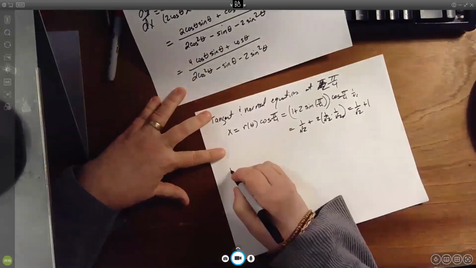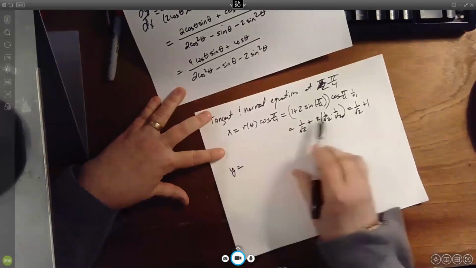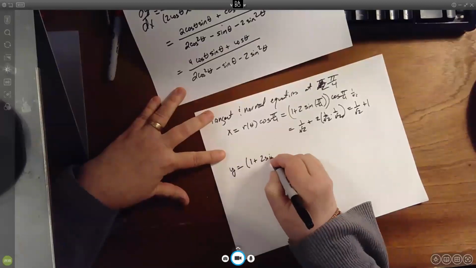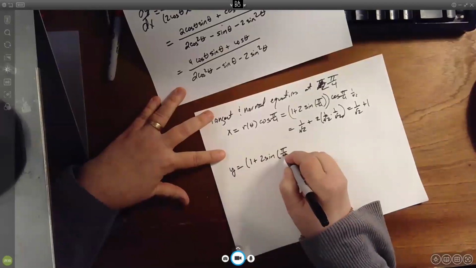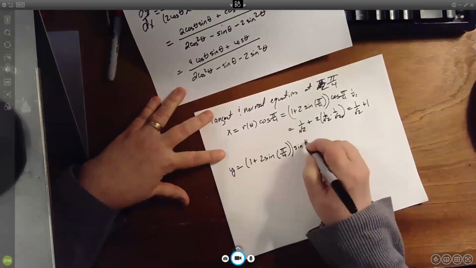My y value, did I multiply through? I already multiplied through. So I want 1 plus 2 sine of pi over 4 times sine of pi over 4. I should get the same thing.